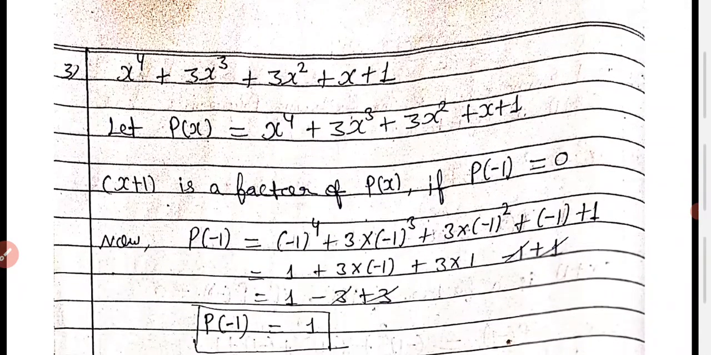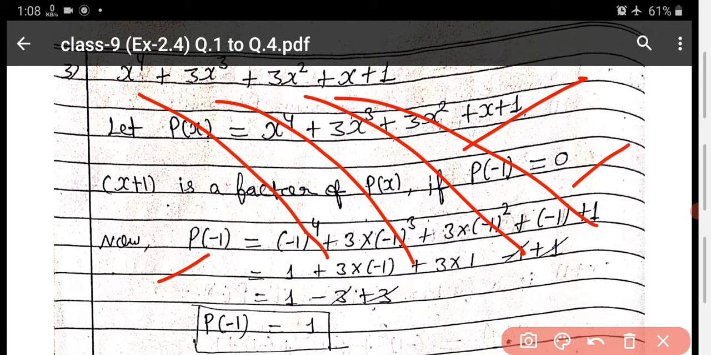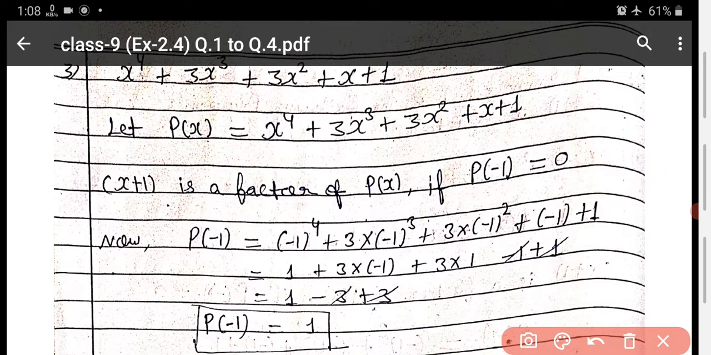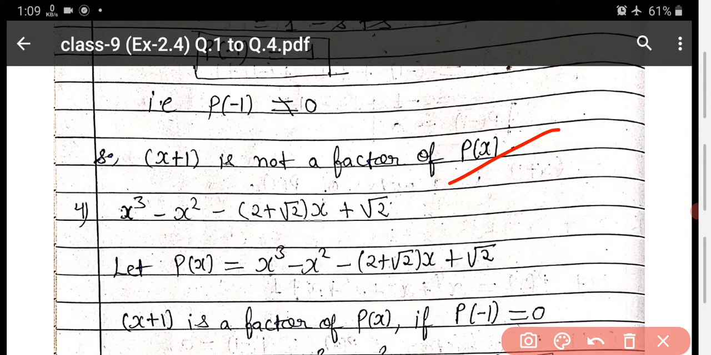Now come to the third question. The third question is also the same. Write p(x) here, the same way you have to write it out. Now find p of minus 1. In place of x put minus 1. Now do a simple calculation. As I told you previously, when you calculate, you get plus 1. So the remainder is not 0. If the remainder is not 0, it means that this one is not a factor of p(x).